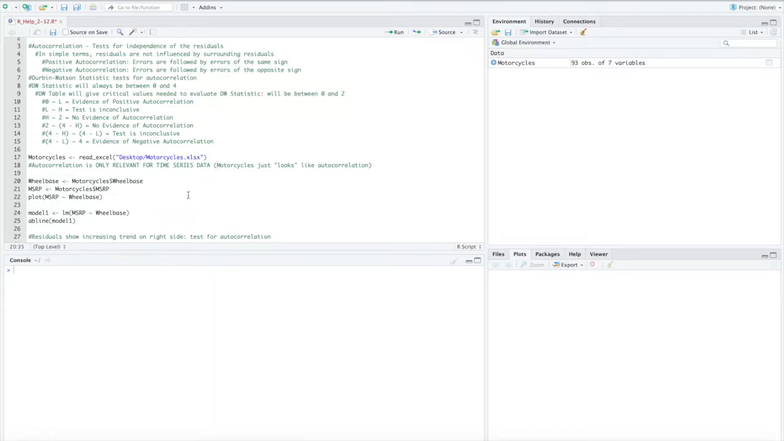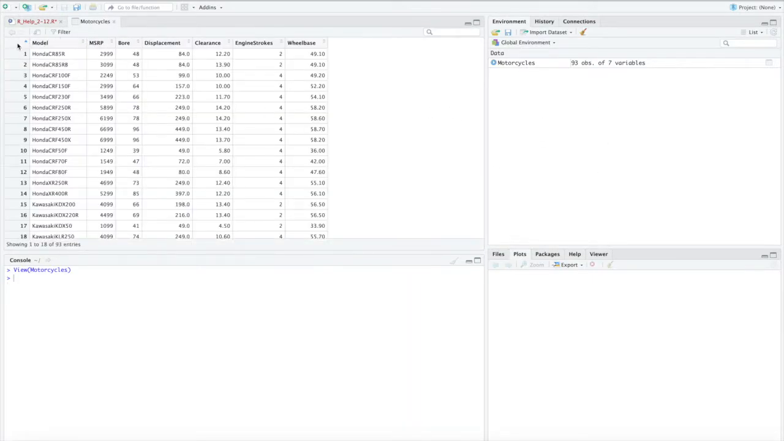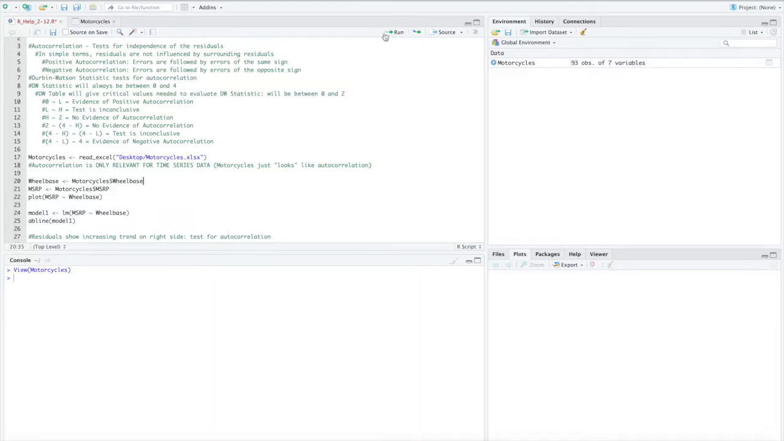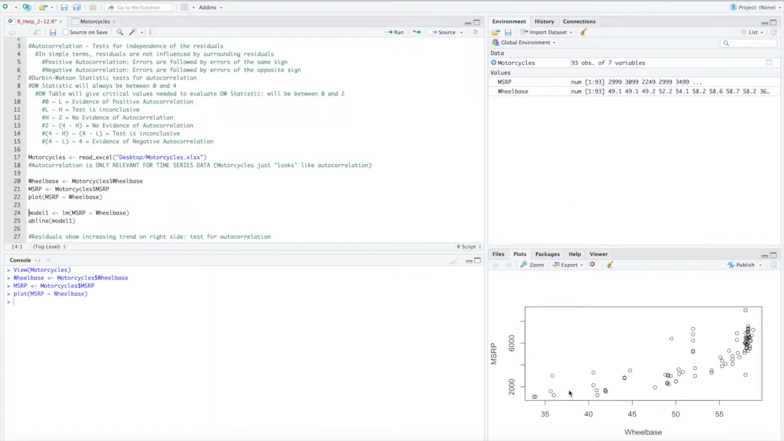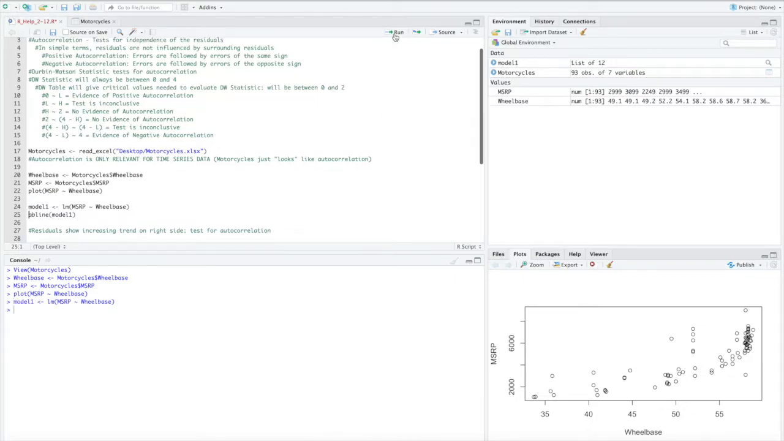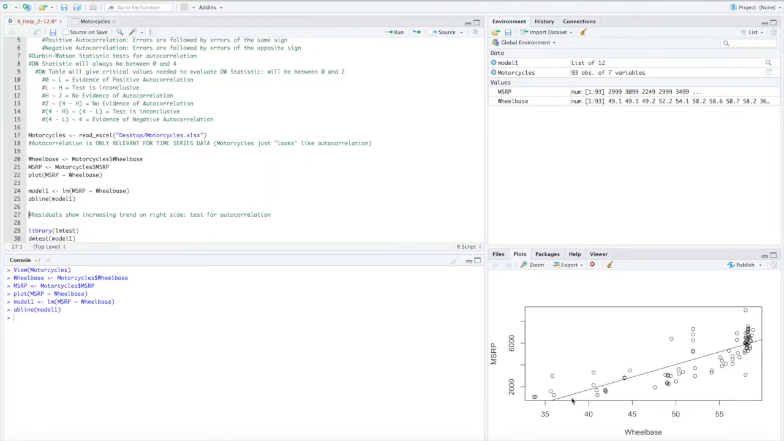So, to continue, what I'm going to do with the motorcycles dataset is rename the variables MSRP and wheelbase. I'm going to name them just wheelbase and MSRP for the sake of simplicity. When we plot MSRP versus wheelbase, what we see in our little plot here is the regression line going in this fashion. But as we progress along the wheelbase axis, we see that the errors are getting more and more positive, right?